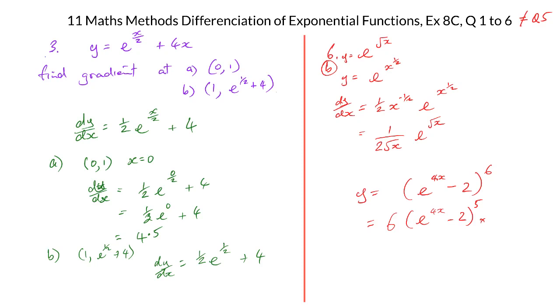So the differential of e to the 4x is 4e to the 4x. Differential of minus 2 is 0, and so I end up with 24 e to the 4x, outside of (e to the 4x minus 2) all to the power of 5. Okay, enjoy.